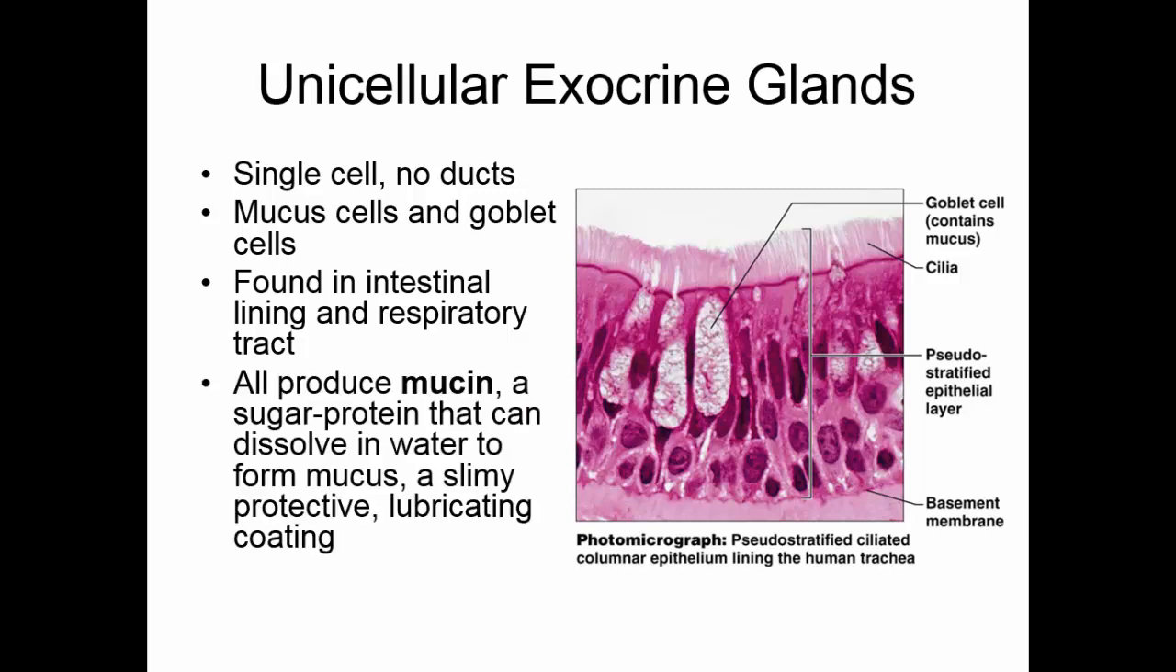They produce a substance called mucin. Mucin is kind of a sugar protein. When it dissolves in water, it forms mucus, which is a slimy, protective, lubricating coating.